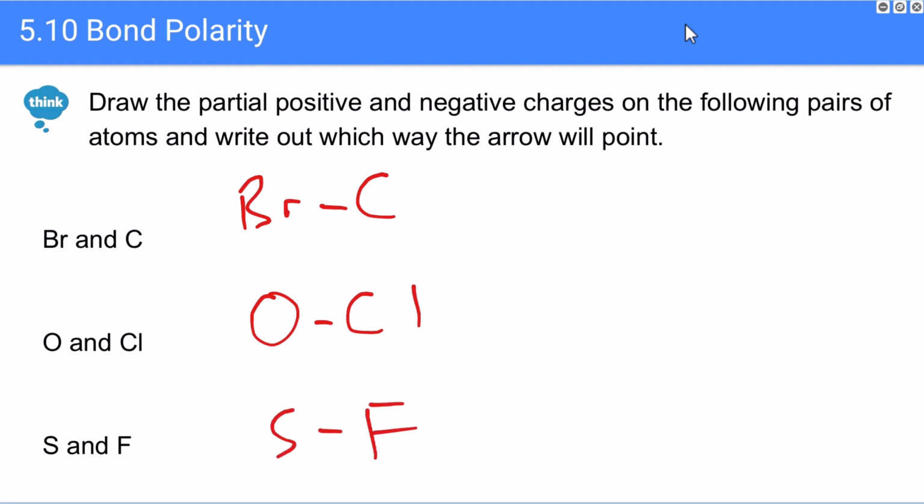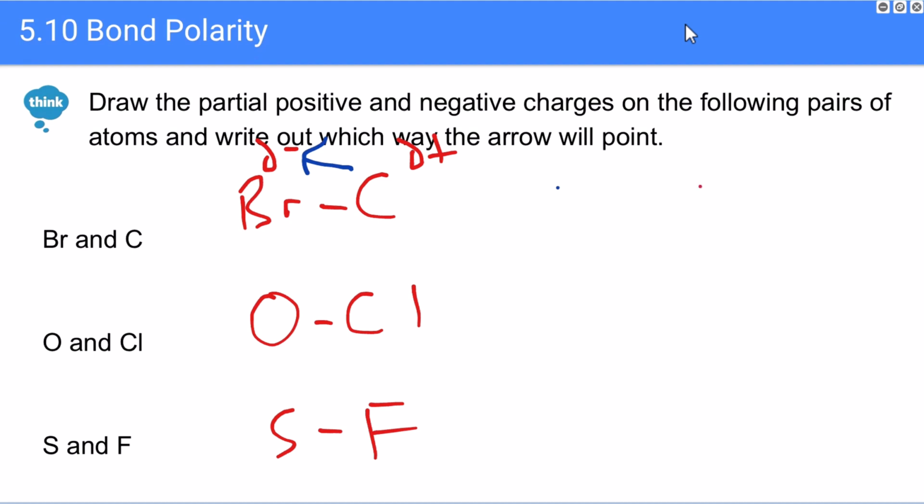So when we look at bromine versus carbon, you find that bromine has a higher electronegativity value than carbon. So what that means is that the partial negative charge is going to go on bromine and the partial positive charge is going to go on carbon. The arrow points towards higher electronegativity. I'm going to go ahead and change color for this. So what that means is that we're going to point this direction towards the higher electronegativity.